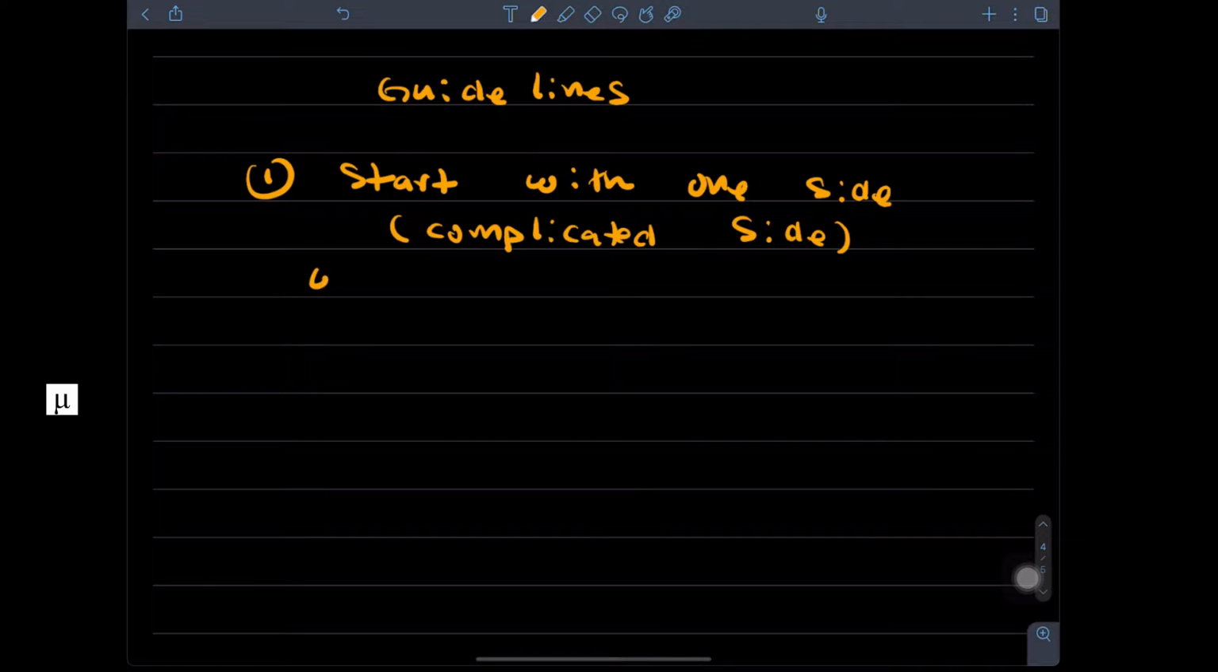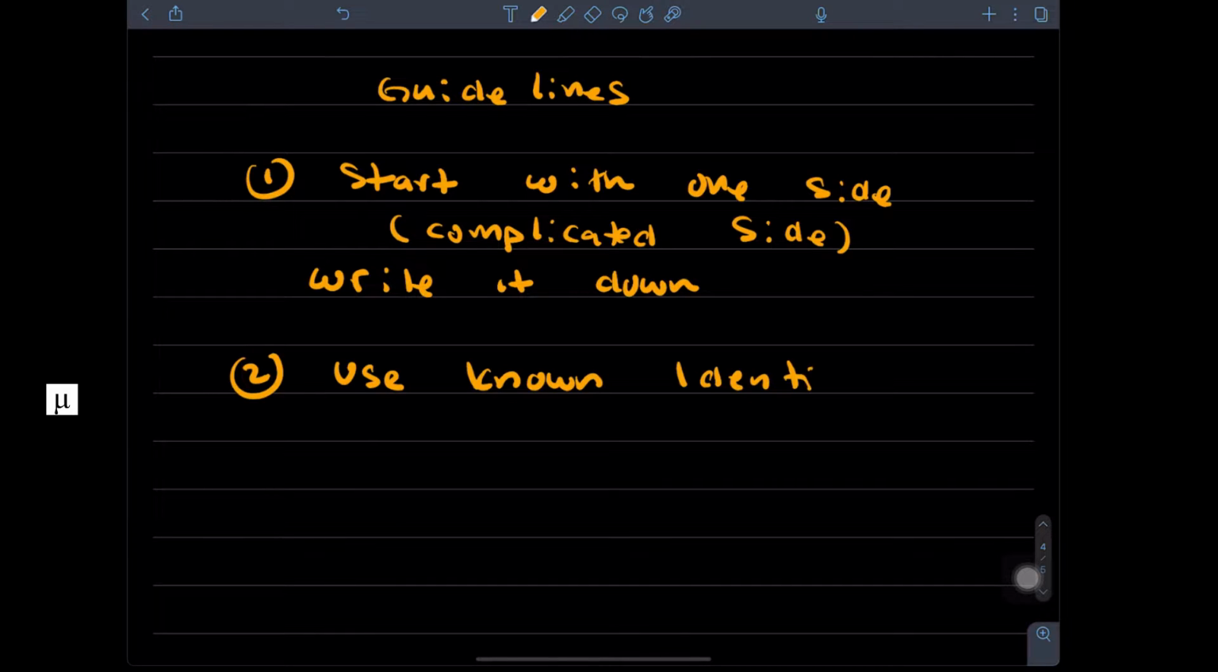Okay, write it down. Step 2. Use known identities. Remember, these are statements that are valid or true for any value. You're going to use known identities. You're going to use algebra, or arithmetic, really. And you're going to use logic.